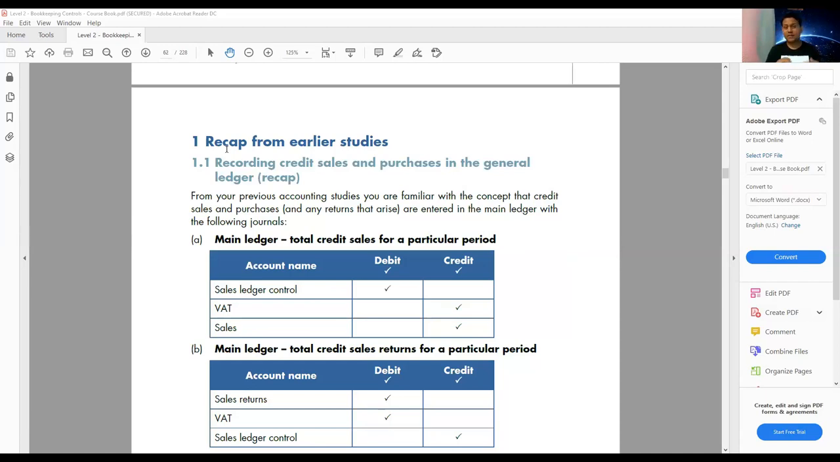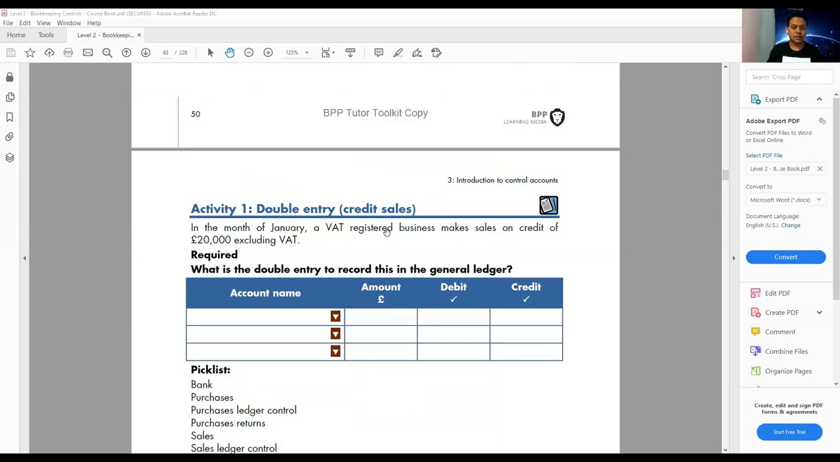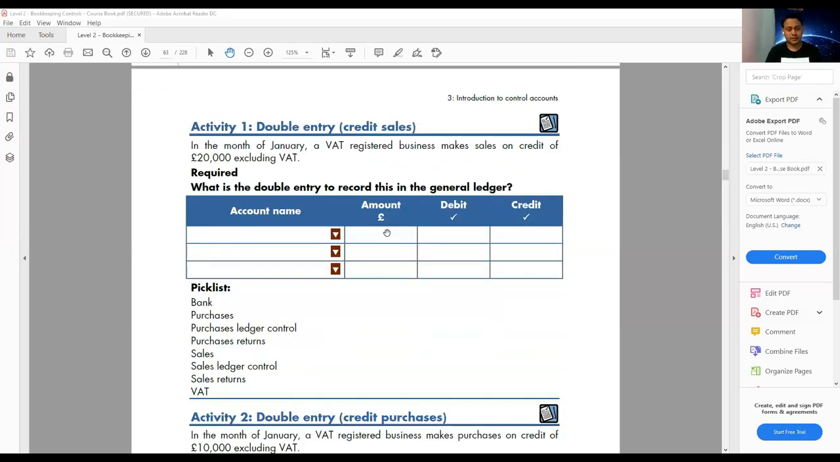That means we have already done this on our transaction paper, that is bookkeeping transaction, and we know how to do the debit and credit, but it's just a recap to remember that journal. Let's do that very quickly. Let's do it together. The first one we can do, activity one. It's a double entry credit sale. So let's have a look at what is here.